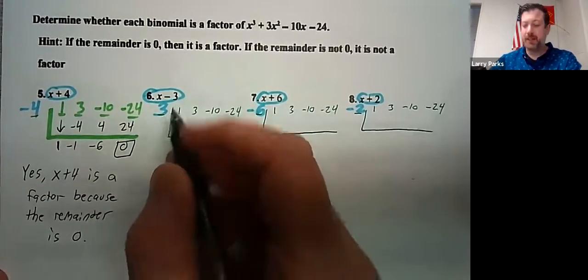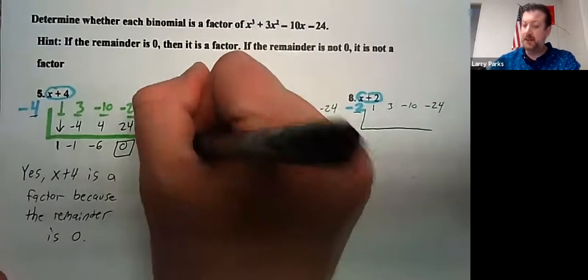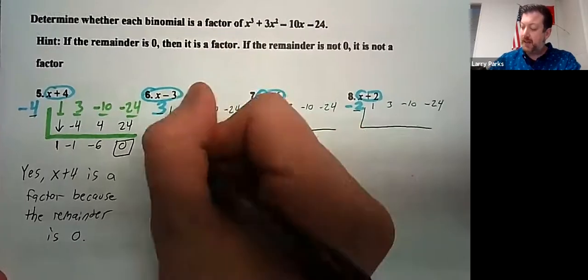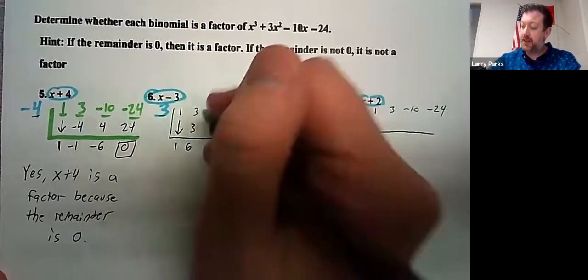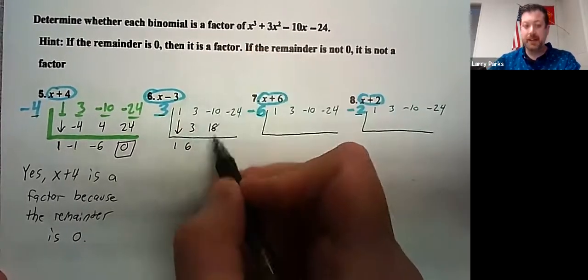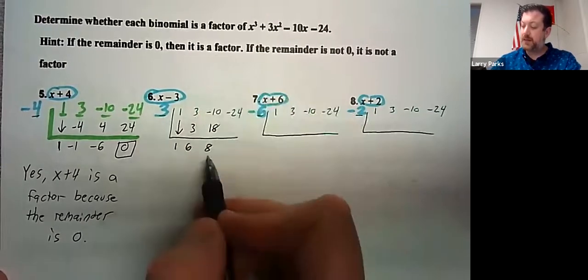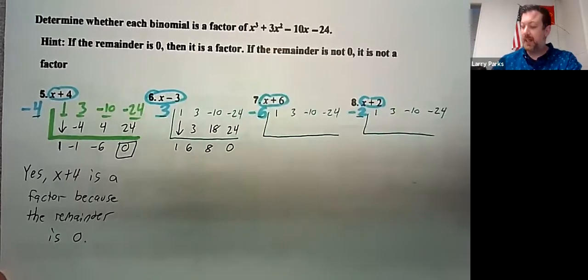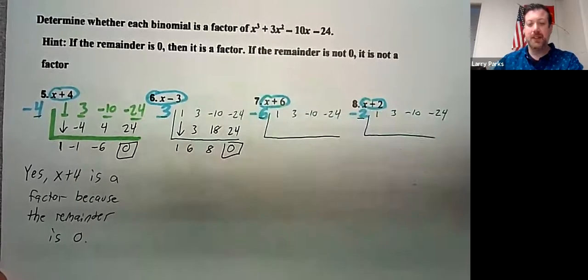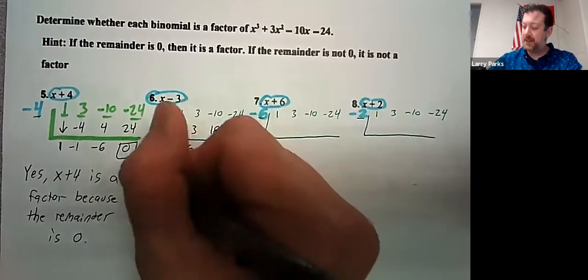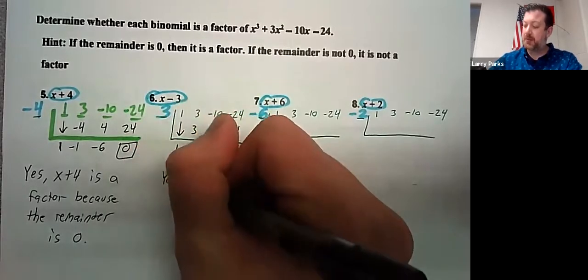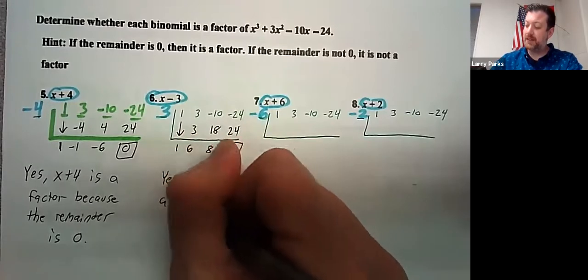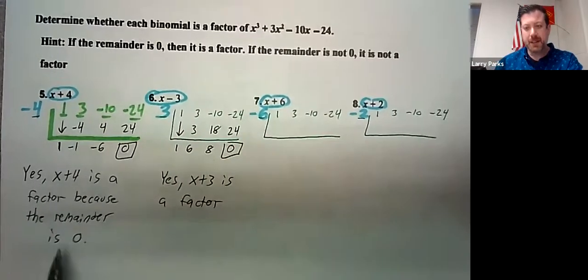Here, let's do it real fast. Drop down my 1. 3 times 1 is 3. Add. 6 times 3, multiply. Add. 3 times 8, 24. Add 0. So again, I got 0 as a remainder. So I'm going to say, yes, x plus 3 is a factor. And if they ask why, it's the same reason.